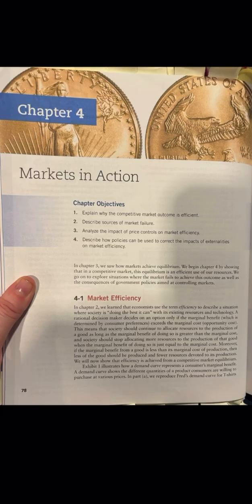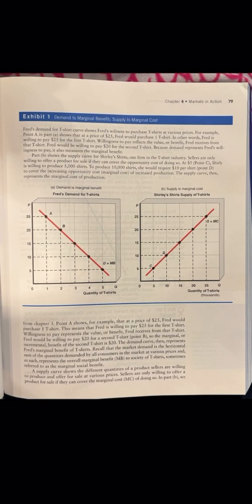Exhibit 1 illustrates how a demand curve represents a consumer's marginal benefit. A demand curve shows different quantities of a product consumers are willing to purchase at various prices. In Part A, we reproduce Fred's demand curve for t-shirts from Chapter 3. Point A shows, for example, that at a price of $25, Fred would purchase one t-shirt. This means that Fred is willing to pay $25 for the first t-shirt. Willingness to pay represents the value or benefit Fred receives from the t-shirt.